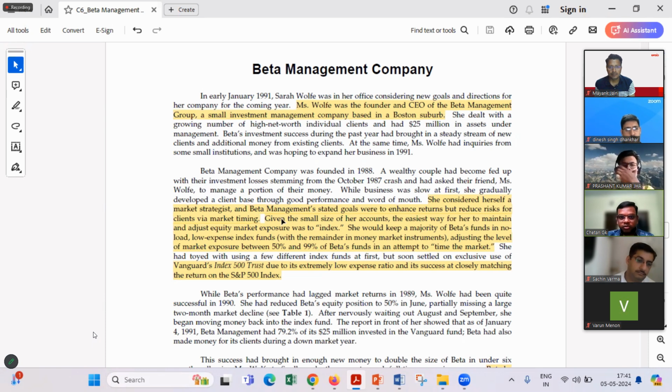So given the small size of her account, the easiest way for her to maintain and adjust equity market exposure was to index. What she was doing is she was actually playing around with the index. Index was her major investment. Can we buy index? The first question is, can we buy index?